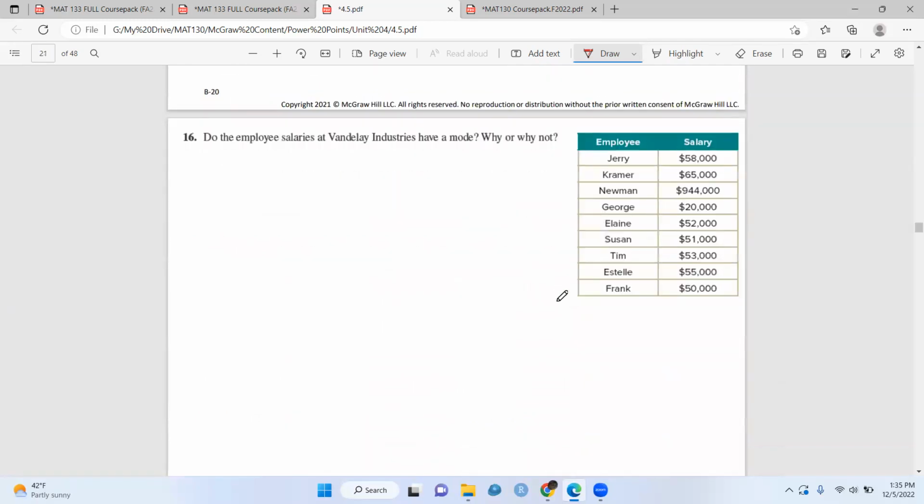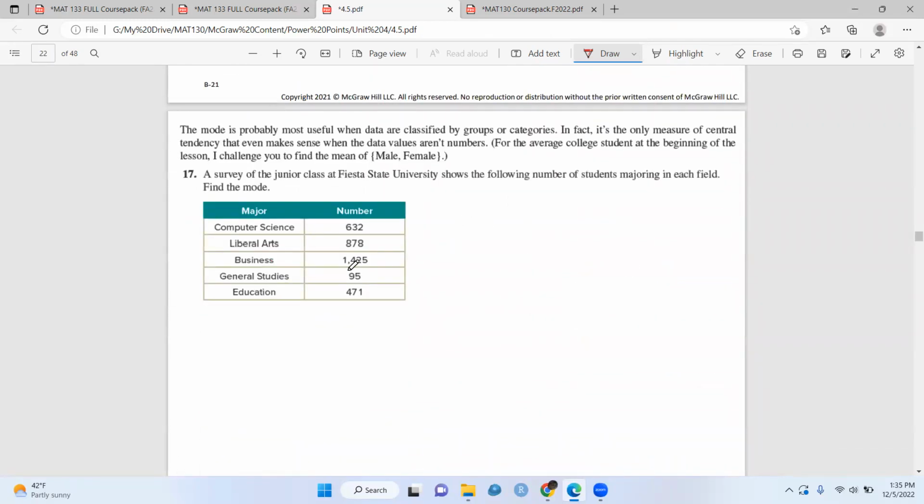So if we skip down to this question, here our data set is a list of majors for students. So the mode, and if you look here, the mode is business because it occurs 1,425 times. And that's really the only time we use mode as a measurement of average, is when we're working with a categorical data set. It's the most often.